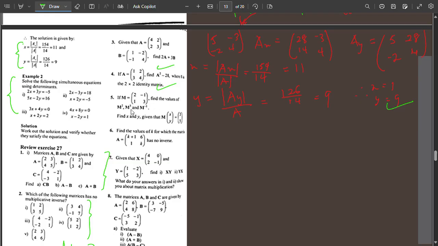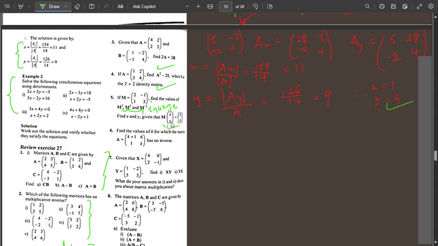Find the values of M squared. M squared is M times M. M cubed is M times M times M, right? So what we do is find M squared, and then use the answer of M squared to multiply by M to get M cubed. Then we use that to multiply by M to get M exponent 4. But this is M exponent negative 1. That's the inverse, and we know how to find the inverse.